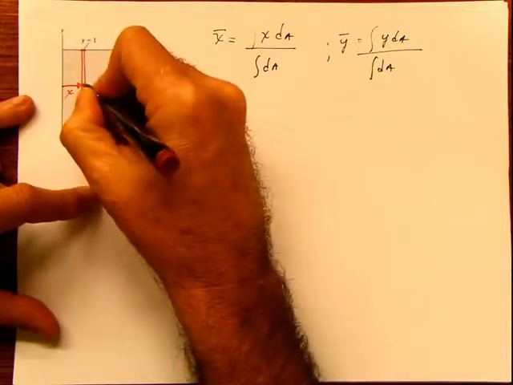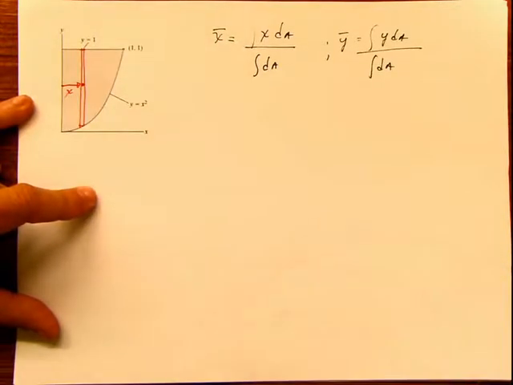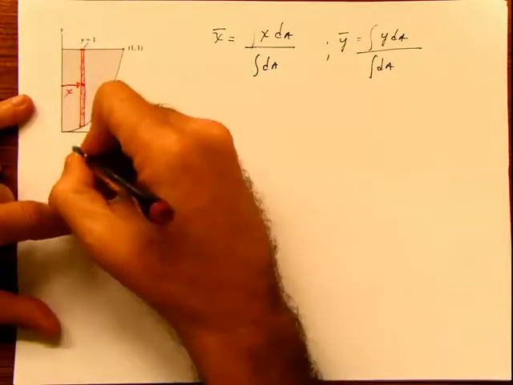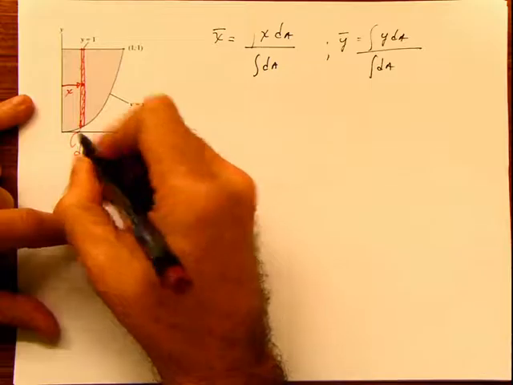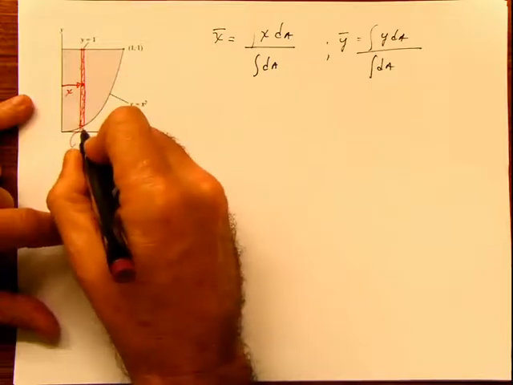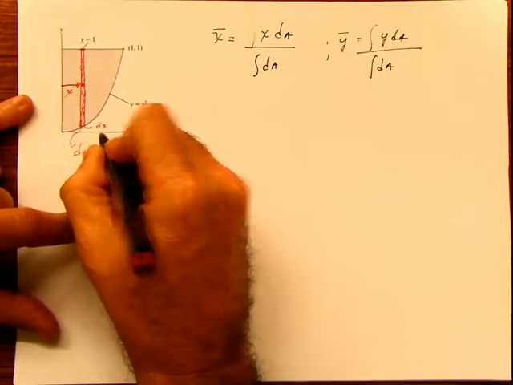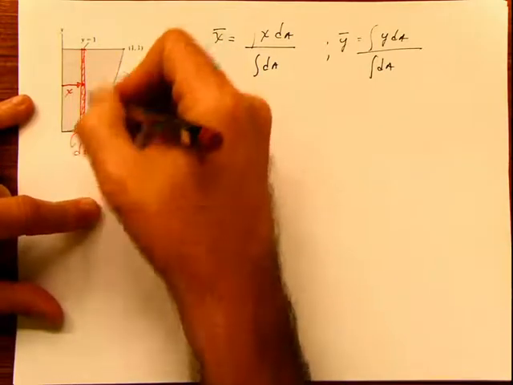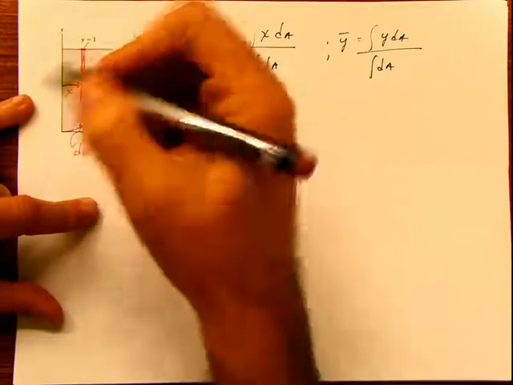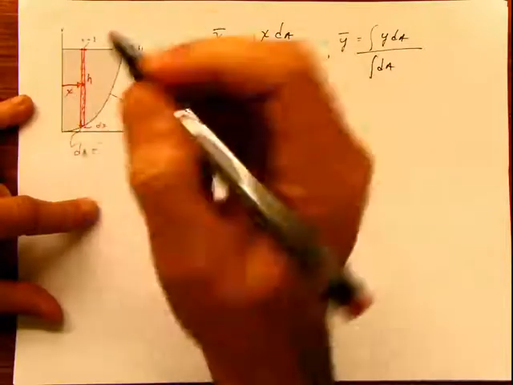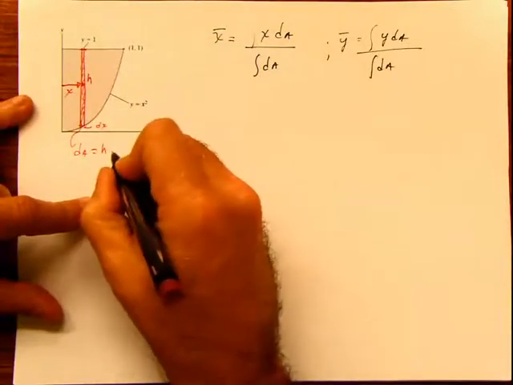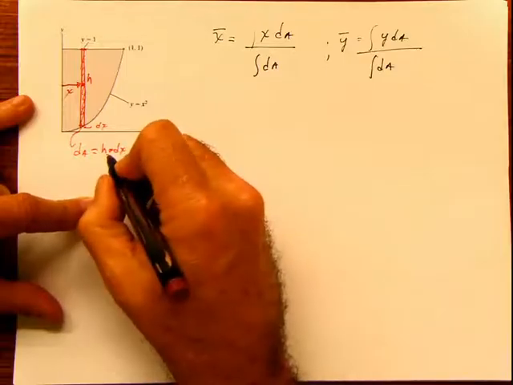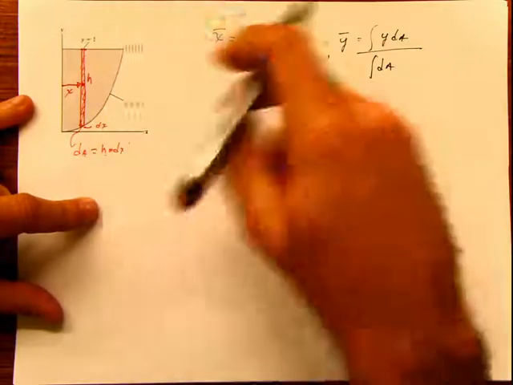Of course, the centroid of that differential of area is going to be at the center there. If this is my differential of area, and this is x, this small distance is the x, and this differential of area is going to be equal to this distance from here to here, which I'm going to call h, multiplied by dx.